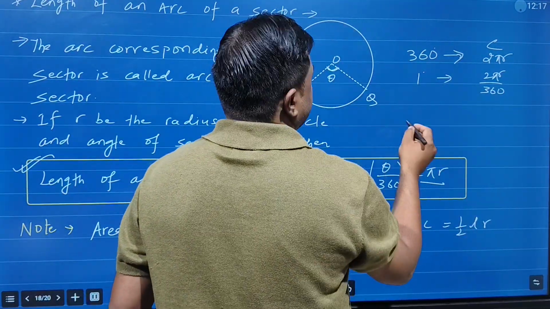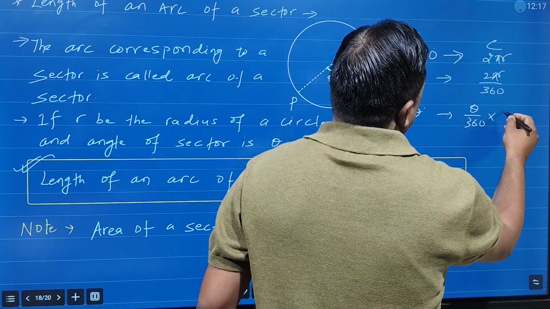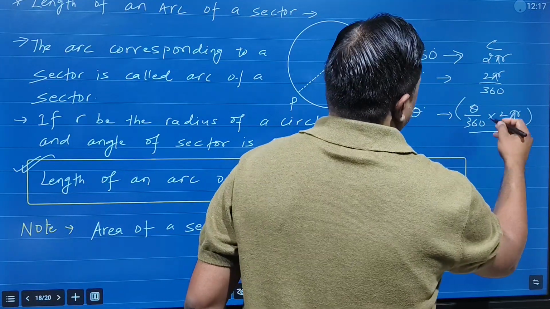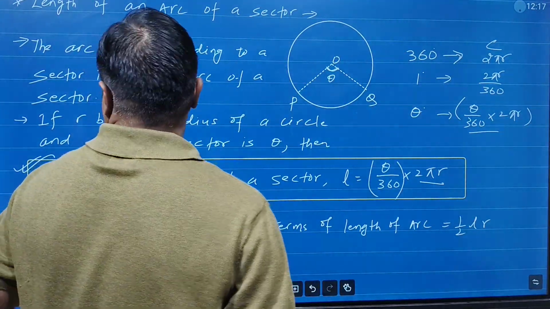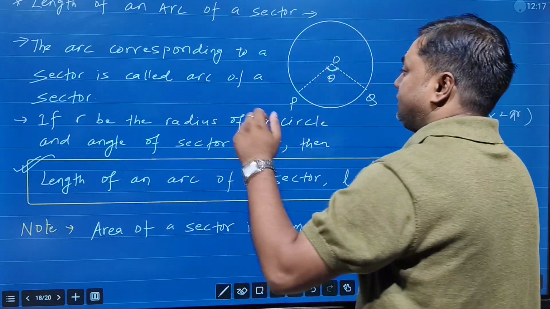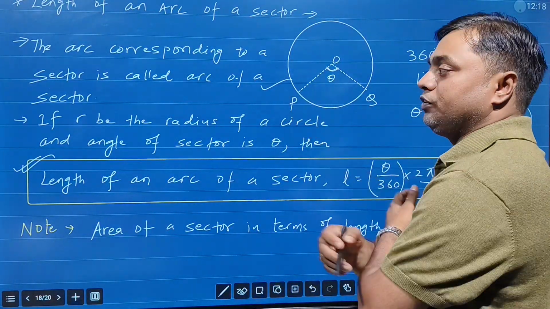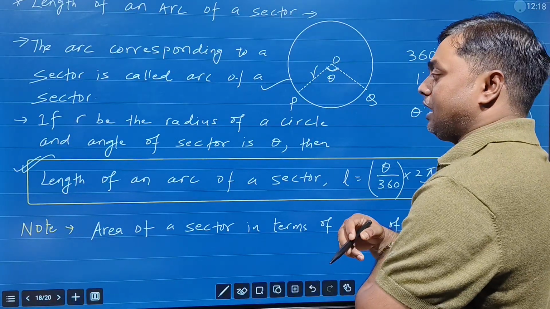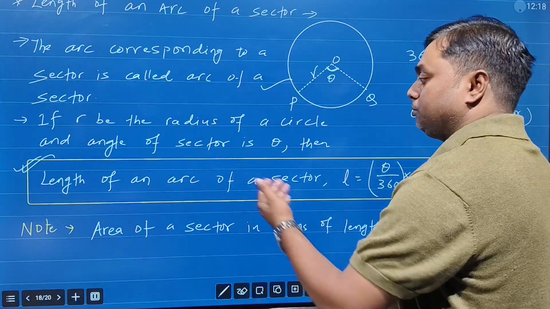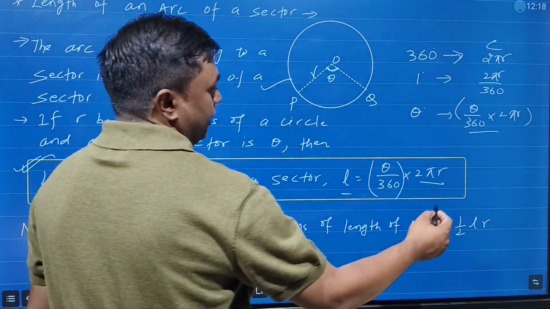If the angle is theta, if it is theta degrees, then it is theta by 360 into 2 pi r. Okay, there is no need to memorize; you can easily understand and learn. The arc corresponding to a sector is called the arc of a sector. If r is the radius of a circle and the angle of the sector is theta, then the length of the arc of the sector is L, which is theta by 360 into 2 pi r.